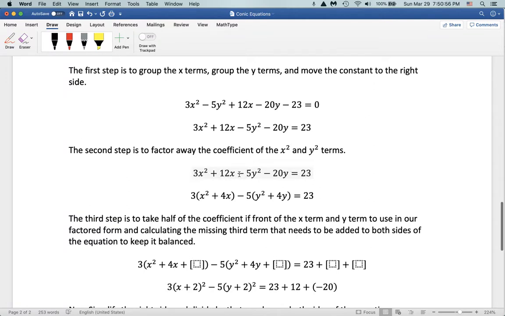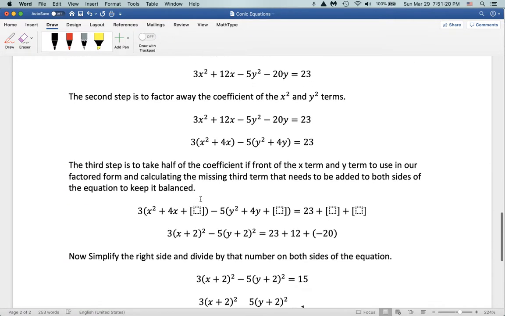I'm going to factor out a -5. This -5 here that I factored away from the y squared, leaving just a y squared. But I'm also going to factor out a -5 from the y term. If I take a -5 factor away from -20, it leaves a +4. So basically, I'm factoring away that coefficient that's in front of the x squared term and the y squared term, but I do it from both terms.